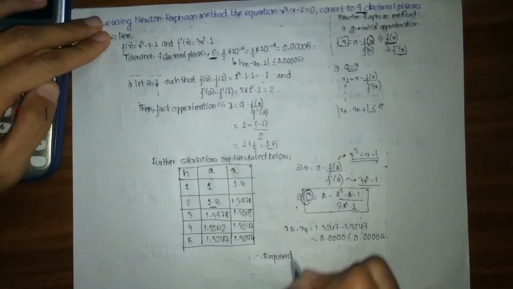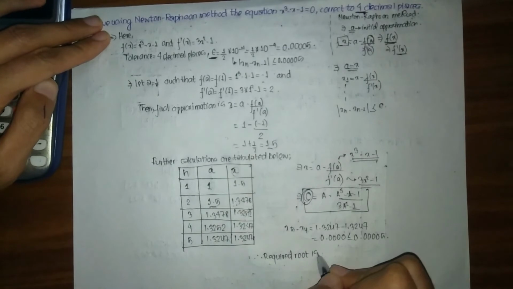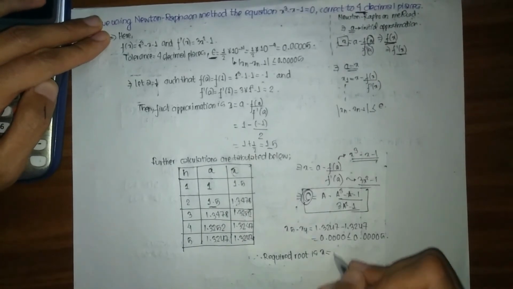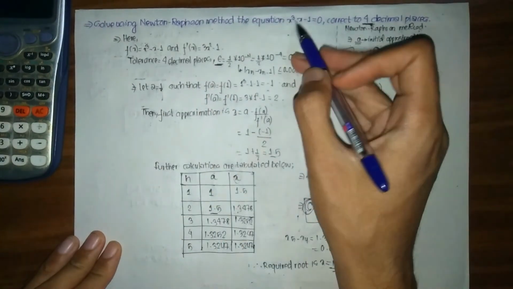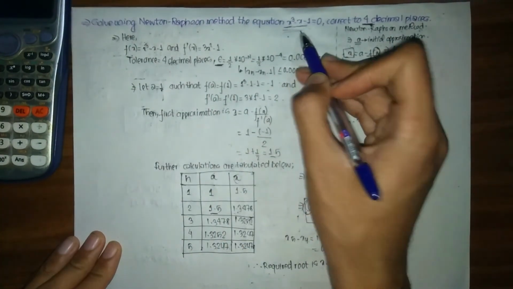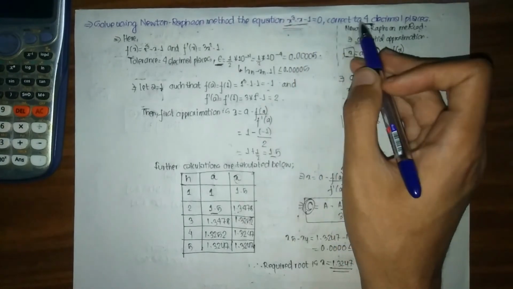Therefore my required root is x equals 1.3247. So in this way, using the Newton Raphson method, we have solved the equation x cube minus x minus 1 equals 0, and we have found the root of this equation correct to 4 decimal places.